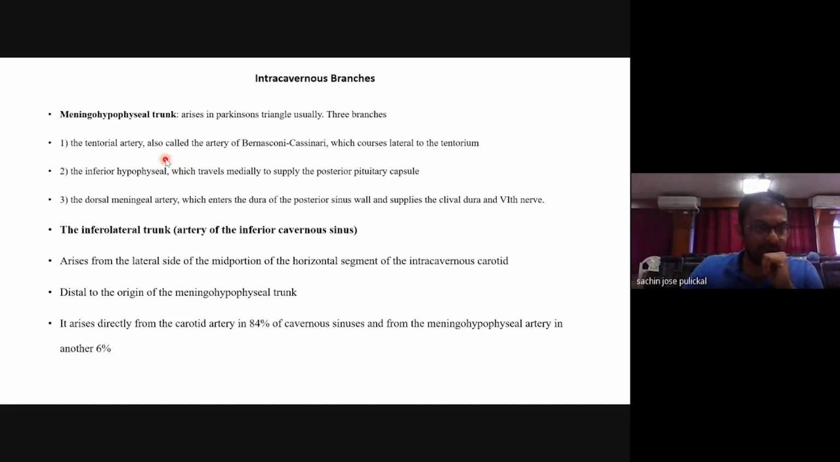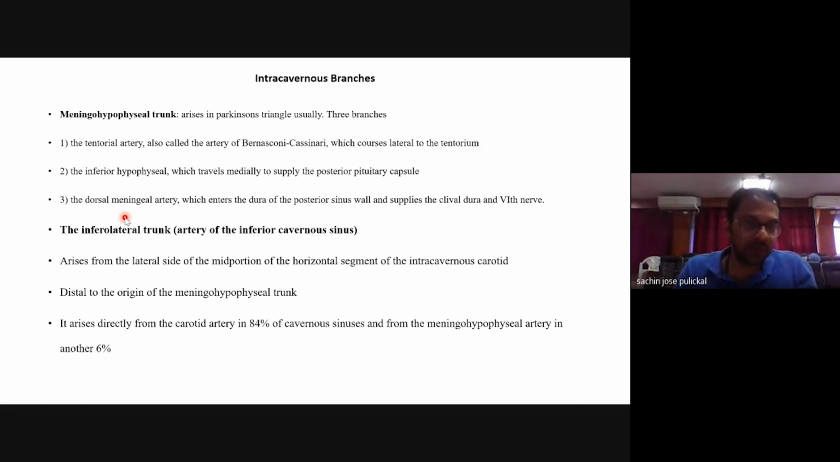The third artery is the dorsal meningeal artery. The other vessel which arises from the cavernous ICA is the inferolateral trunk, which is also known as the artery of the inferior cavernous sinus. The importance of cavernous ICA branches is that usually in angiograms, cavernous ICA branches are not seen. And it is said that if you see a cavernous ICA branch arising from the cavernous sinus, it is usually pathological.